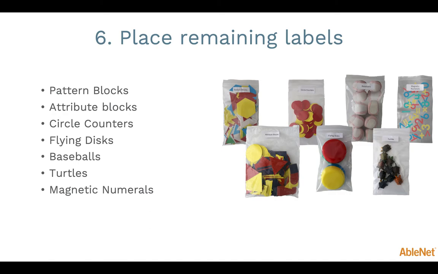Next, label these manipulatives. Pattern blocks, this is a set of trapezoids, hexagons, triangles, and rhombi. Attribute blocks, a set of circles, triangles, rectangles, squares, and hexagons. Circle counters, these are two-sided circles, one side red and the other yellow. Flying discs, baseballs, turtles, and magnetic numerals and symbols. You also have additional labels that you may use at your discretion.